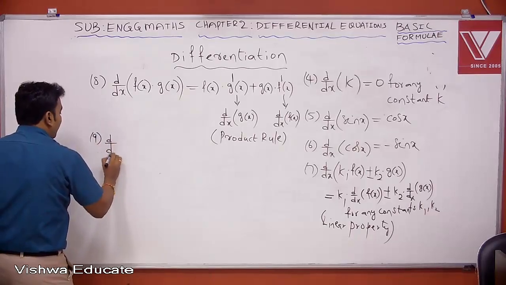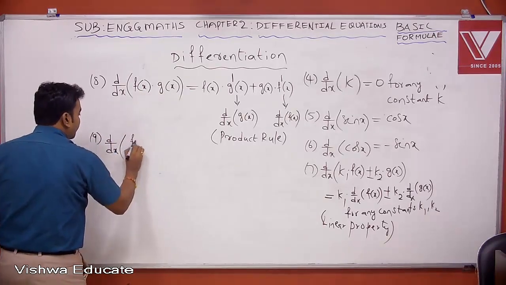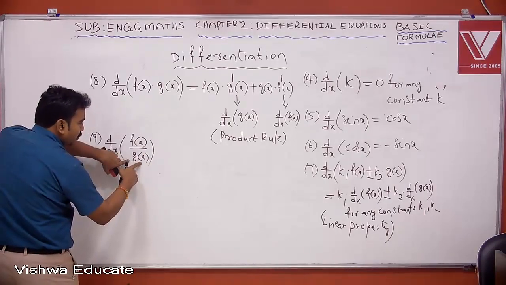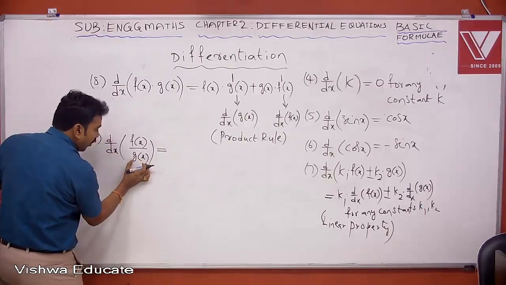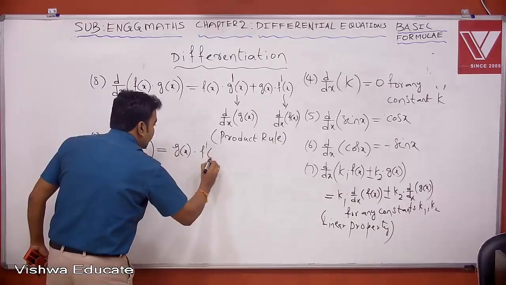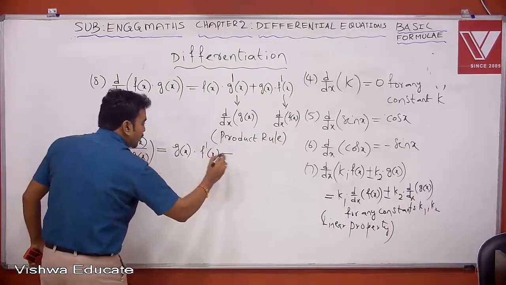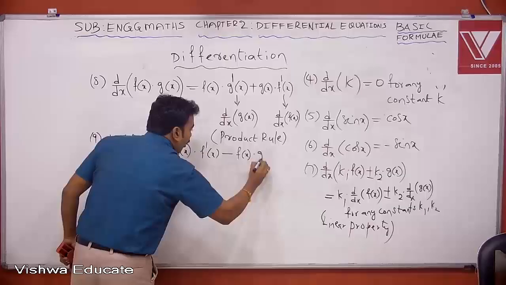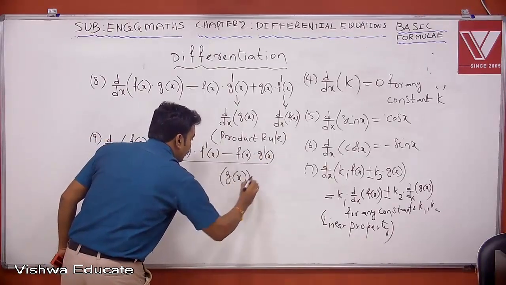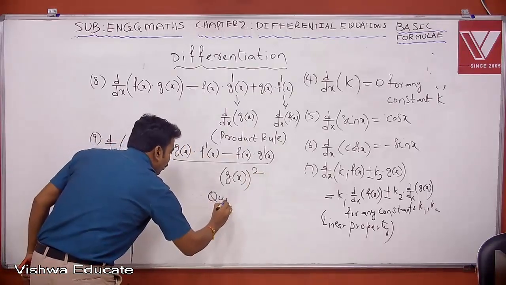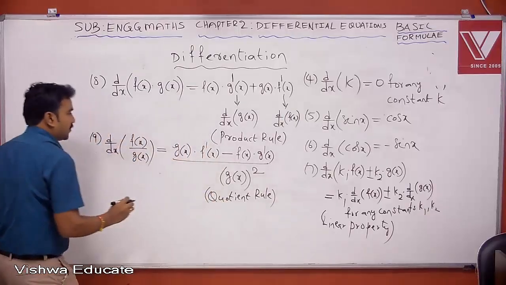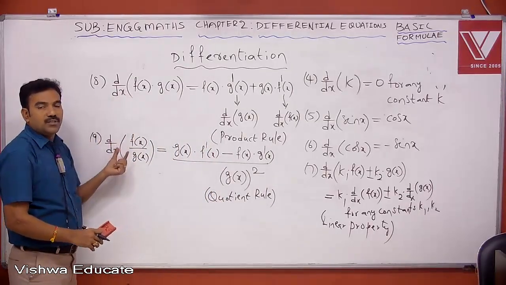Formula number 9. Now let us replace this dot by division, f of x by g of x. So in the denominator we have g of x. Priority is given to g of x at first. This is g of x into f dash x minus the reverse combination, f of x dot g dash of x, divided by g of x whole square. And this is called the quotient rule because we got the derivative of the quotient of two functions. So this is the product rule and this is the quotient rule.